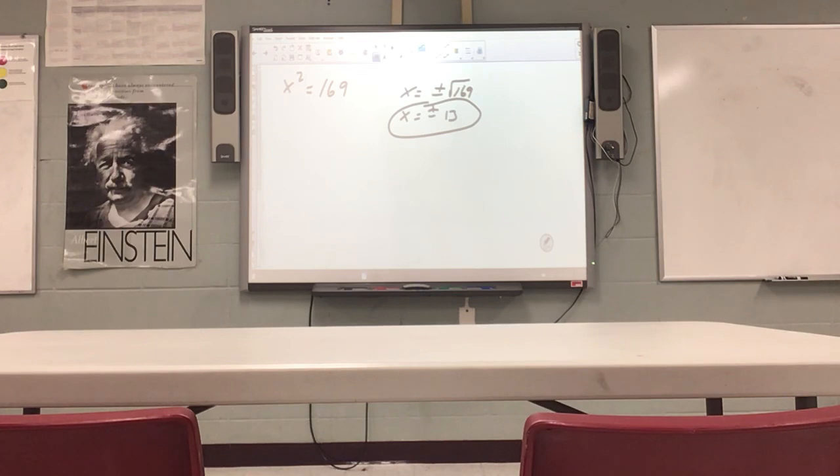Do y'all know how to do square roots on those calculators? Okay, if not, I can show you. It's just second and then the x squared.